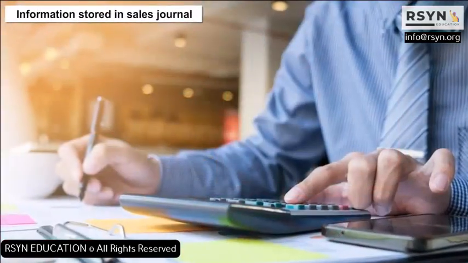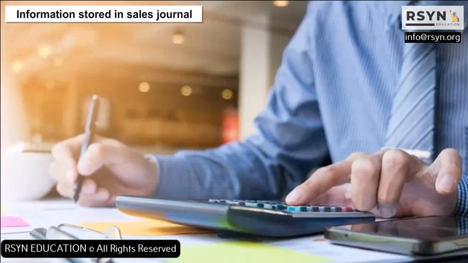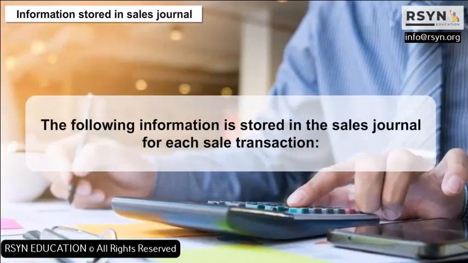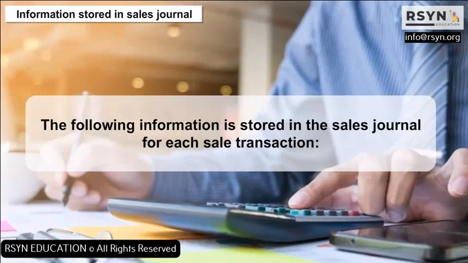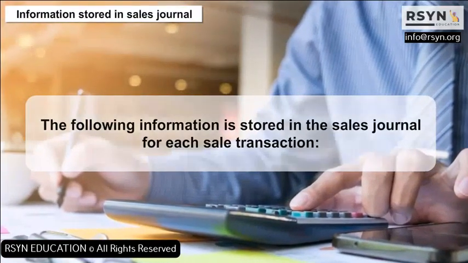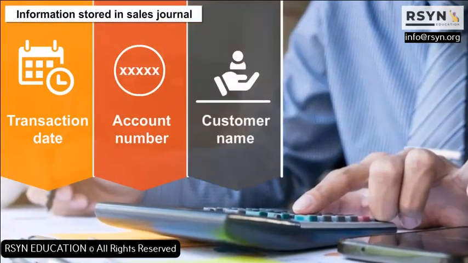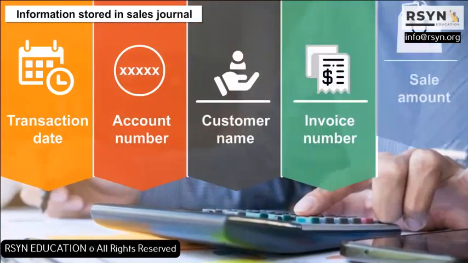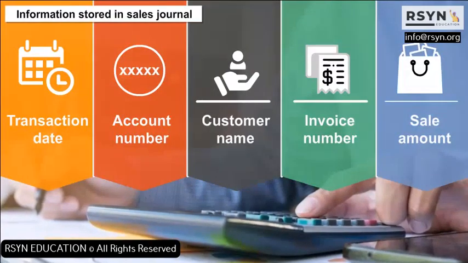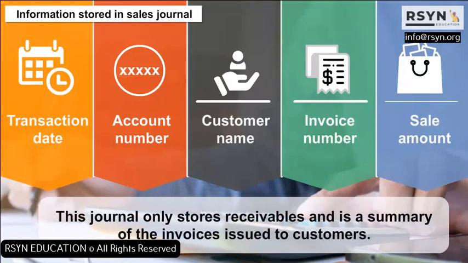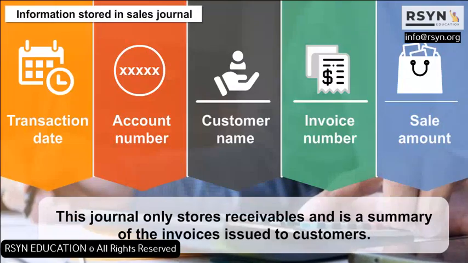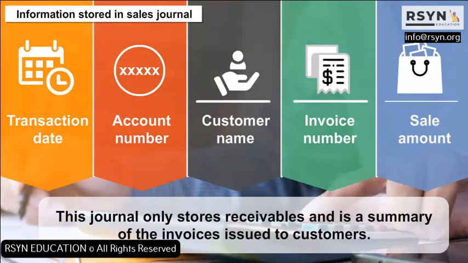Information stored in sales journal. The following information is stored in the sales journal for each sale transaction: transaction date, account number, customer name, invoice number, sale amount. This journal only stores receivables and is a summary of the invoices issued to customers.